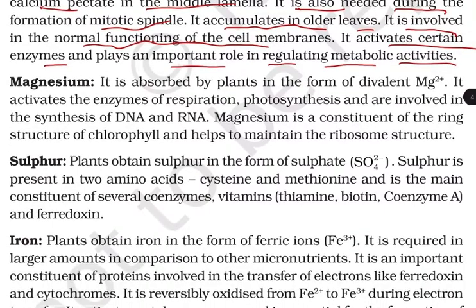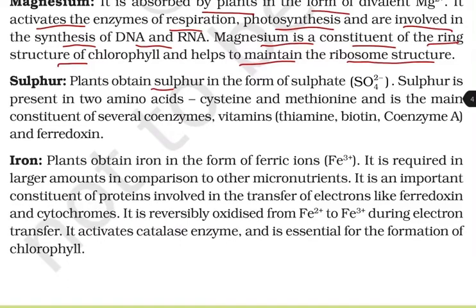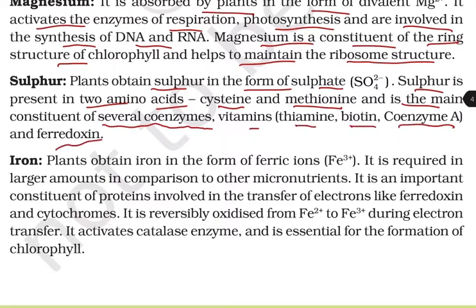Now, magnesium. It is absorbed by the plants in the form of divalent Mg2 plus, and it activates the enzymes of respiration and photosynthesis, and is involved in the synthesis of DNA and RNA. Magnesium is a constituent of the ring structure of chlorophyll and helps to maintain the ribosome structure. Sulfur. Plants obtain sulfur in the form of sulfate, that is SO4 2 minus. Sulfur is present in two amino acids, that is cysteine and methionine, and is the main constituent of several coenzymes and vitamins, that is thiamine, biotin, coenzyme A, and ferredoxin.